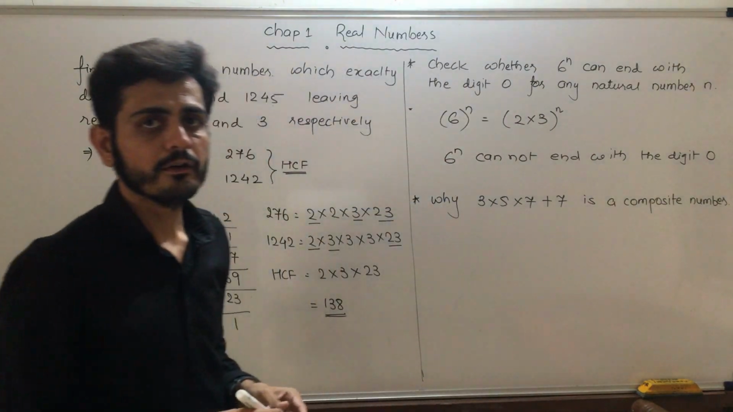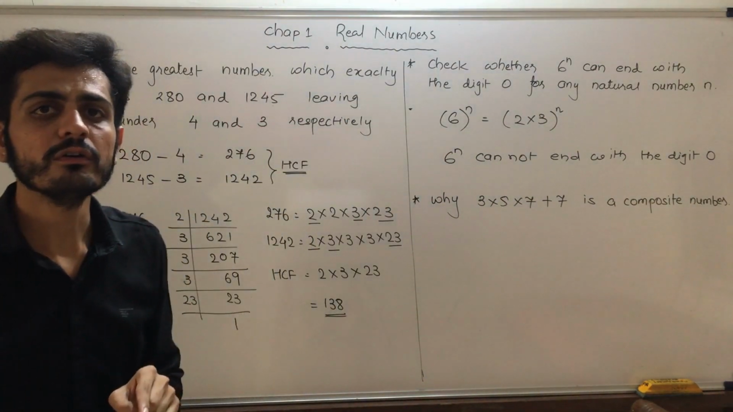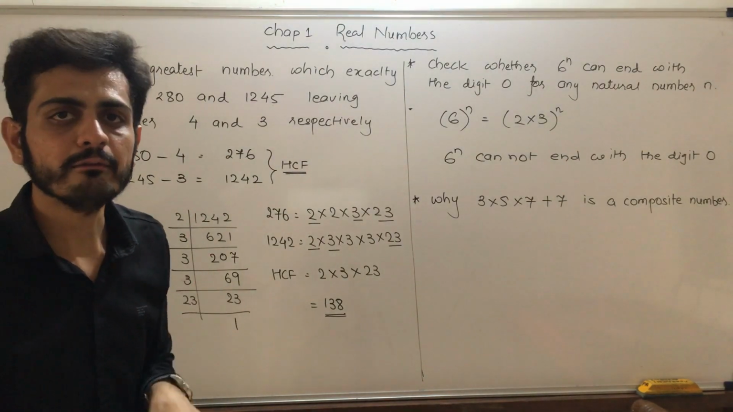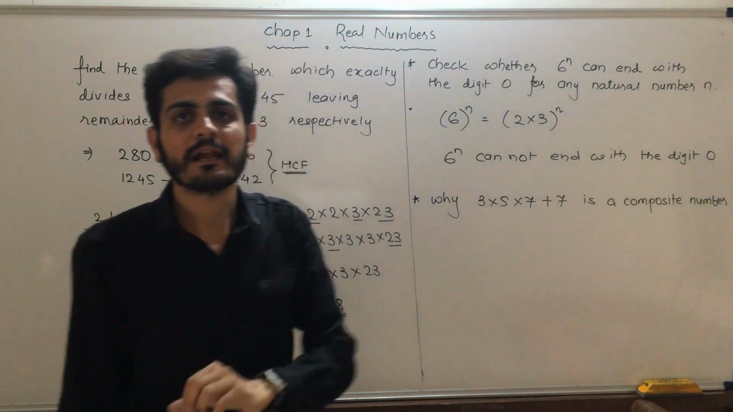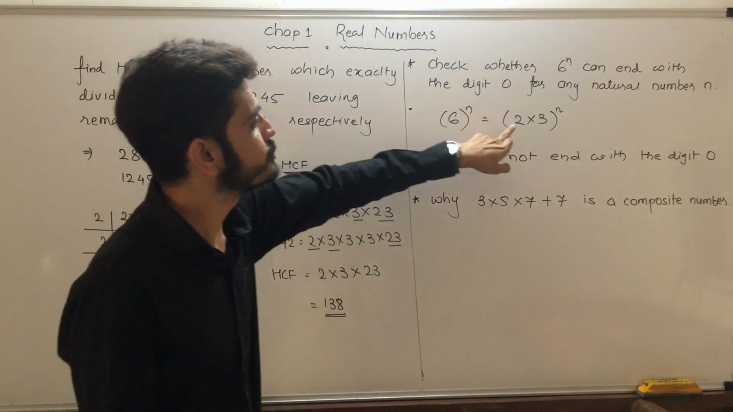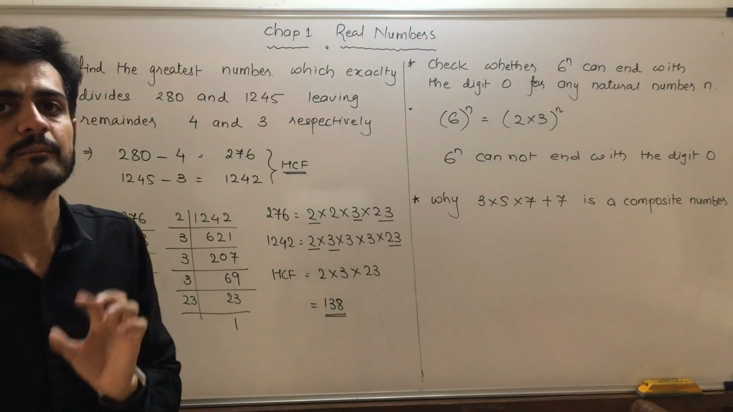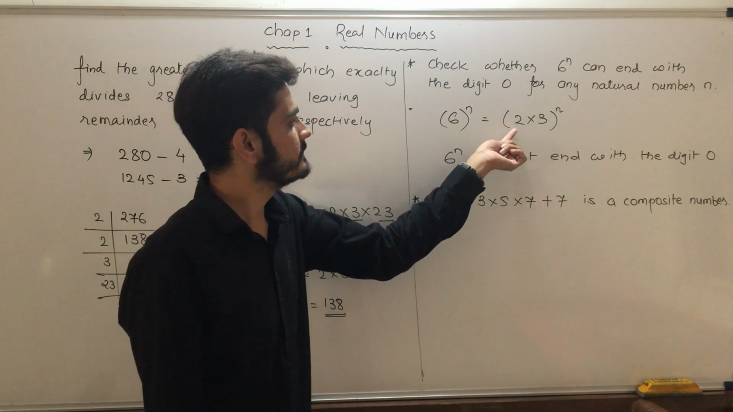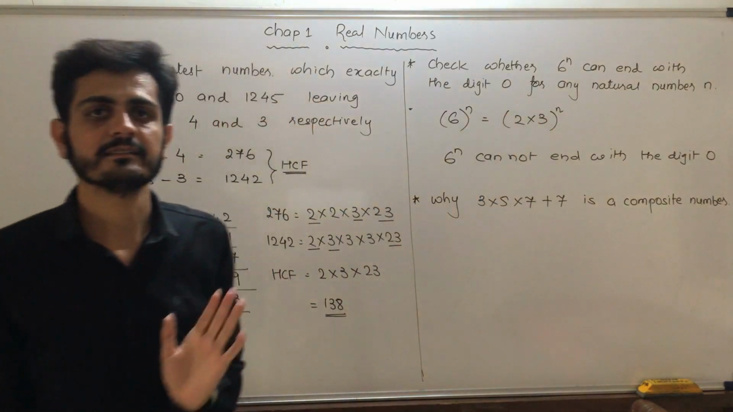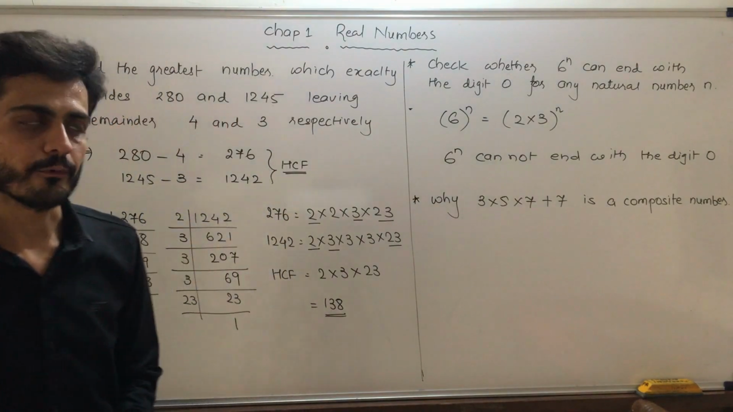Again I repeat, if the number 6 raised to n were to end with the digit 0, it would be divisible by 5. That means it would contain 5 as a prime factor, but 6 has 2 and 3 as the only primes, and the uniqueness in the fundamental theorem of arithmetic guarantees that there are no other factors other than 2 and 3 in 6, right? And therefore 6 raised to n cannot end with the digit 0, right?